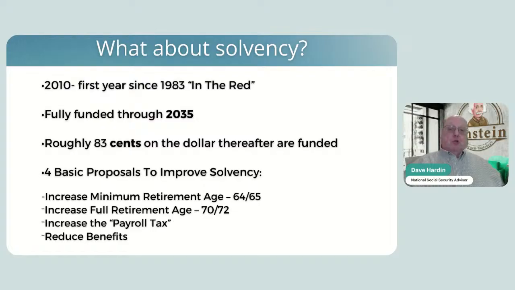There are 4 basic proposals to solve this. 1, increase the minimum retirement age. Currently it's 62 to 64.5. That does not fix the problem. It helps, but it doesn't fix the problem. Increase the full retirement age from 66 or 67 to 70 or 72. That does not fix the problem. It's sort of worthless to do. It won't fix the problem. It'll help a little, but it'll help in 20 years. It won't help now.